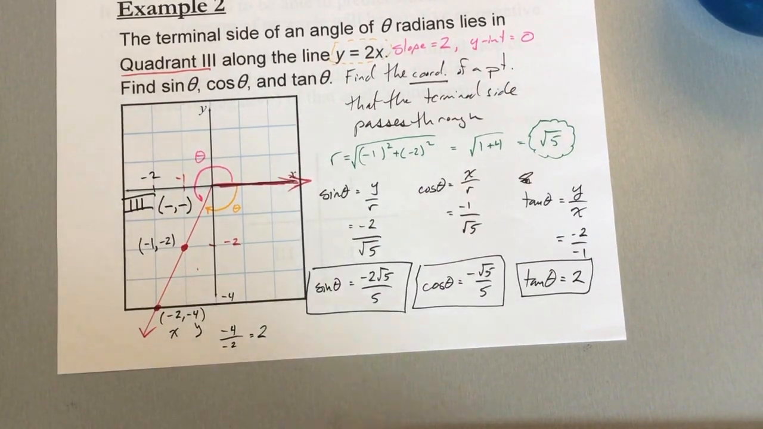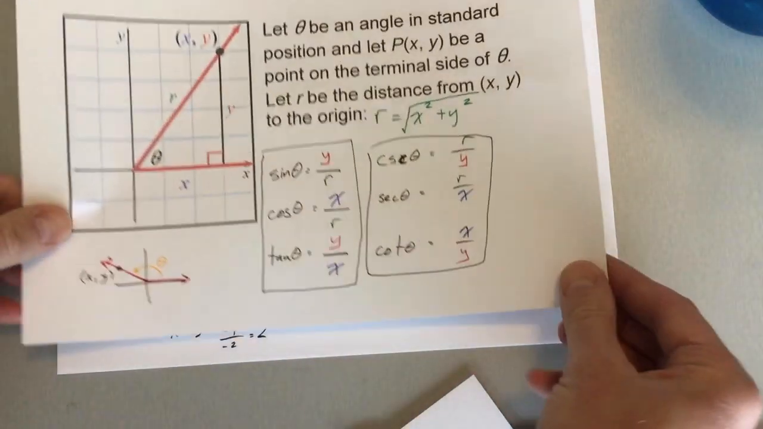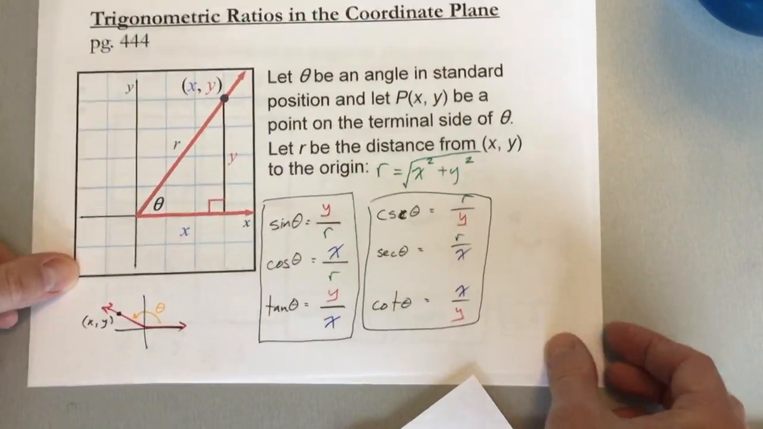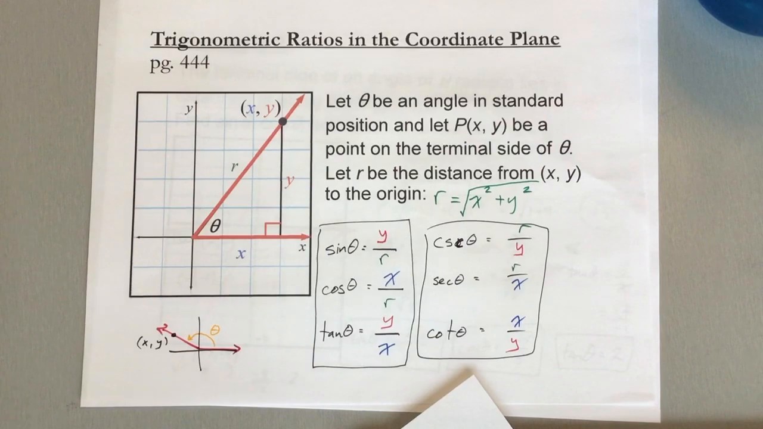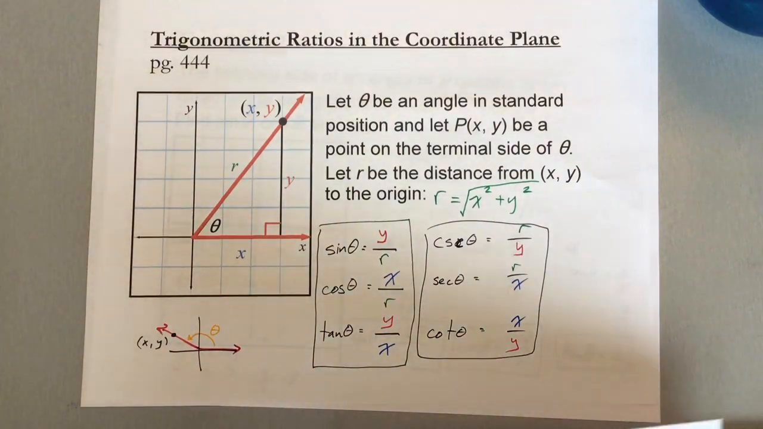Large takeaways from this lesson that I hope you can find on that sheet here would be these definitions of sine, cosine, and tangent that no longer rely on the sides of a right triangle, but are defined based on a point that your angle passes through.